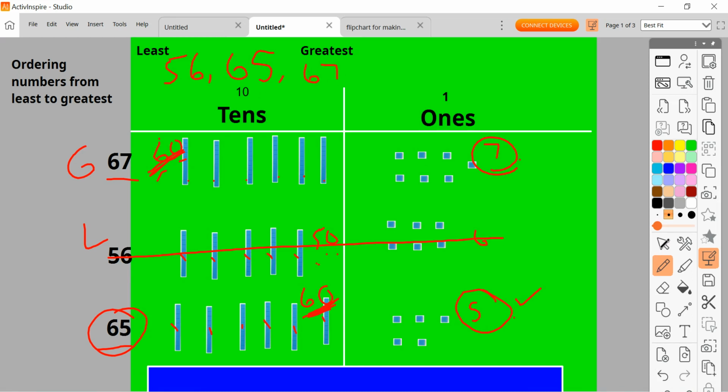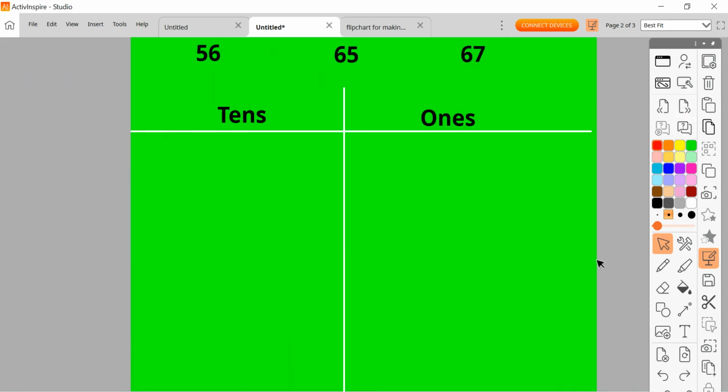Okay, boys and girls, we are going to try it a different way. Sometimes you don't need to build them because you already have the knowledge of the place value chart. So we're going to look at the same numbers, but we are just going to use what we know.